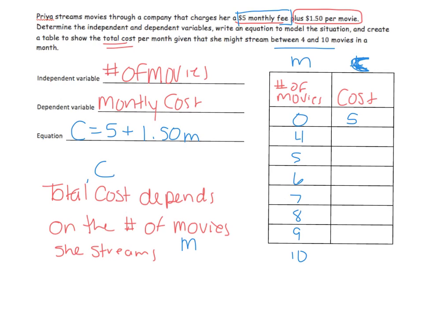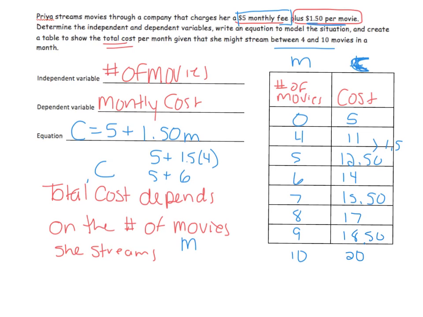So if we use our equation to solve 5 plus 1.5 times 4, 1.5 times 4 is 6. So it would cost $11 for 4 movies. We could do the same thing using our equation, or we know that it's going up $1.50 for every movie. So I can just add $1.50 like this. So 14 plus $1.50 is $15.50. $15.50 plus $1.50 is 17, and then $18.50 and 20.